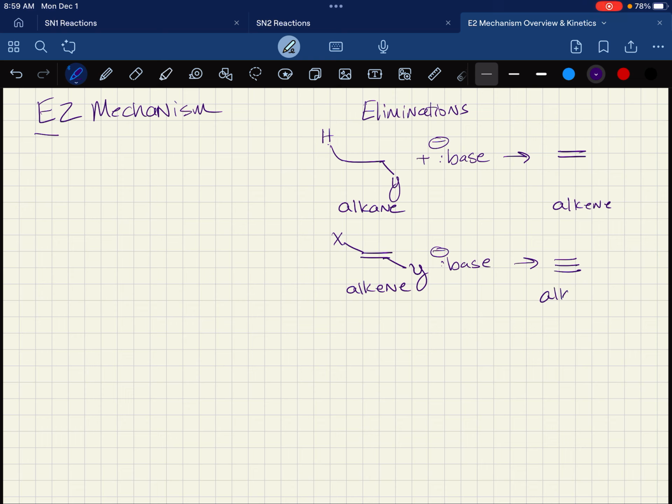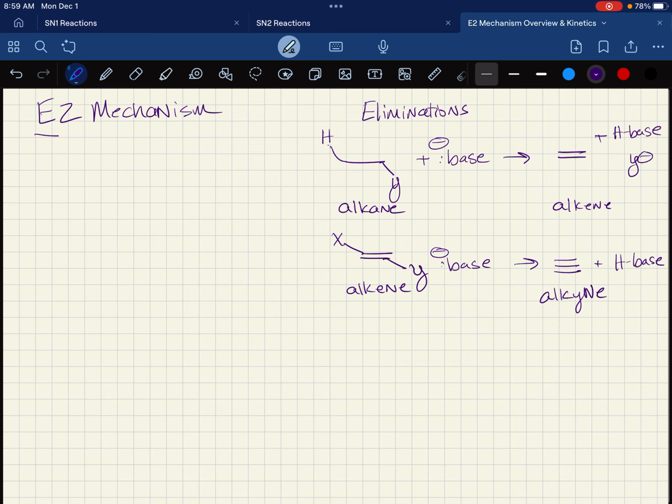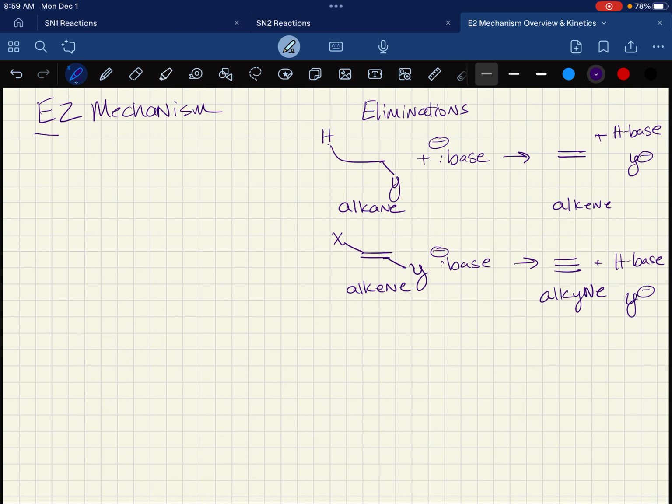We also have the conjugate base, and we have the leaving group, which will often be an anion, but sometimes can be neutral. So this is the overall class of reactions.